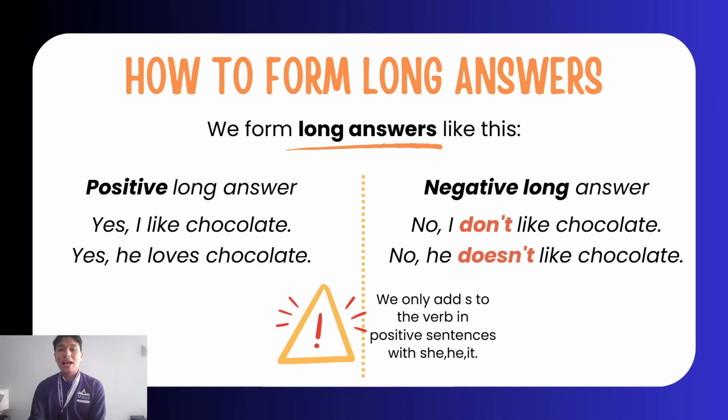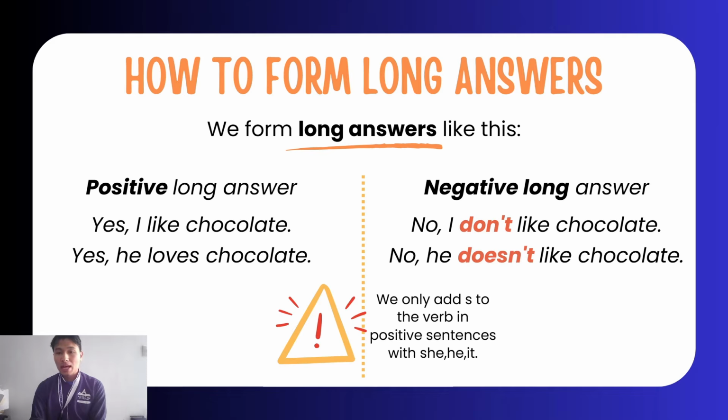And we form long answers like this. With positive long answers, we say, yes, I like chocolate. Yes, he loves chocolate. Notice that with the subject pronoun he, the verb love changes by adding an S at the end. He loves chocolate.